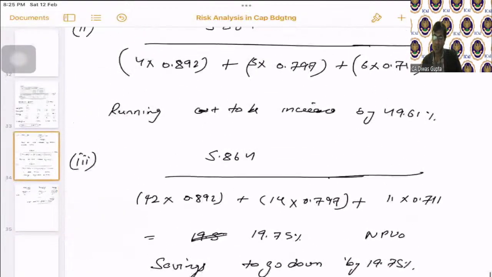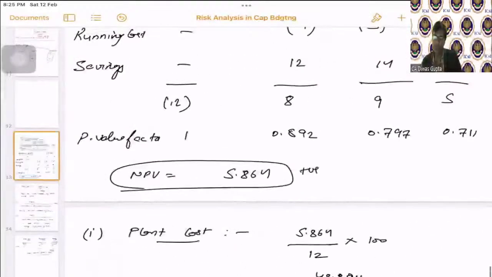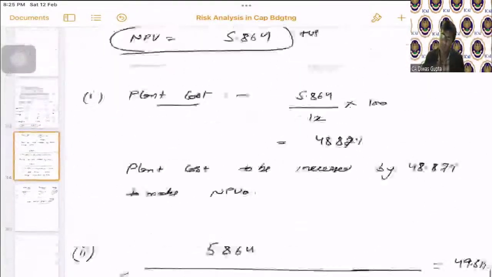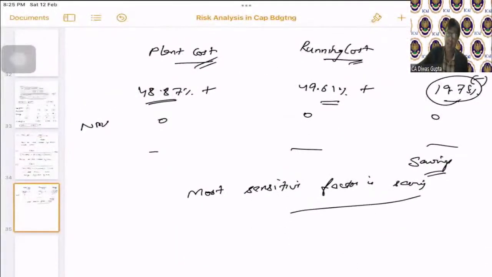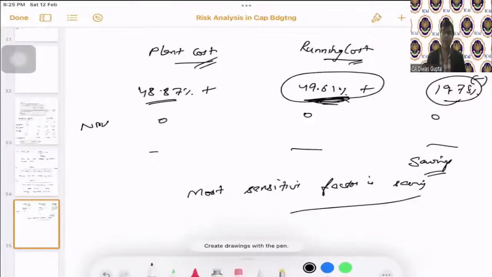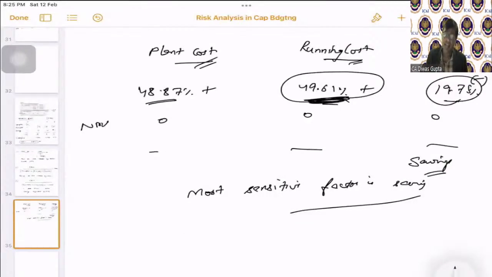Okay, students, this question was again taken from the module only. But since this was a good question, because some of you might get trapped in thinking that the highest sensitivity is this, which is not right. This is not sensitivity, because ultimately you have to move your running cost by 49.61% to make NPV 0. That means this is the least sensitive. Right, students? Yes.